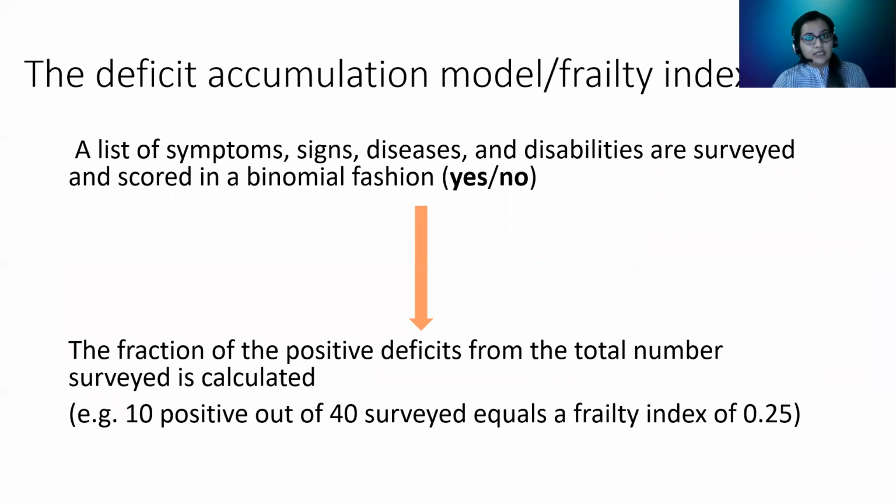To assess the frailty index, a list of symptoms, signs, diseases, and disabilities are surveyed and scored in a binomial fashion, that is yes and no. And then the fraction of the positive deficits from the total number surveyed is calculated. For example, 10 positive out of 40 surveyed equals a frailty index of 0.25. The frailty index is more complex to assess as it includes clinical features of all comorbidities.